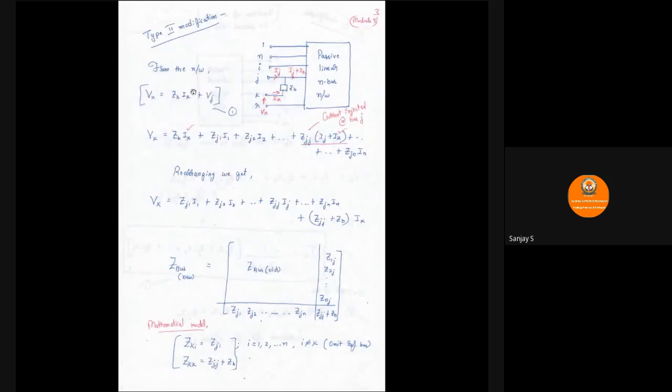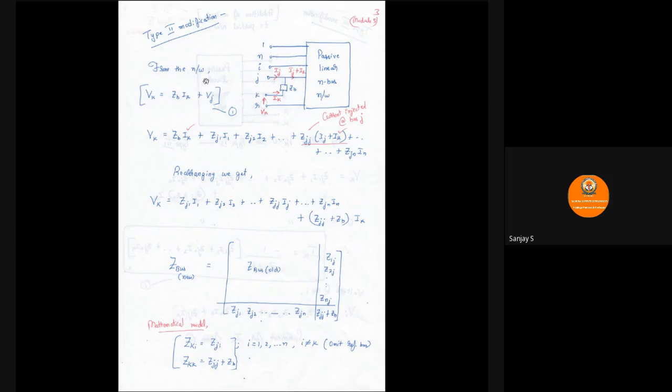Next we'll move on to type 2 modification. So in type 2 modification, again we take the same passive linear n-bus network. Now we are adding ZB between K and J. K refers to new bus, J refers to old bus. And we know by definition it is between new and old. ZB is added between new and old bus.